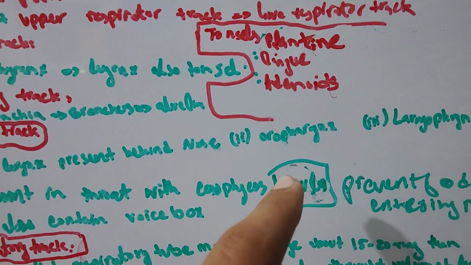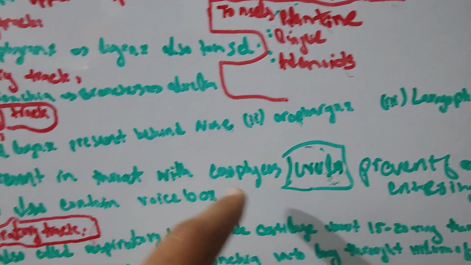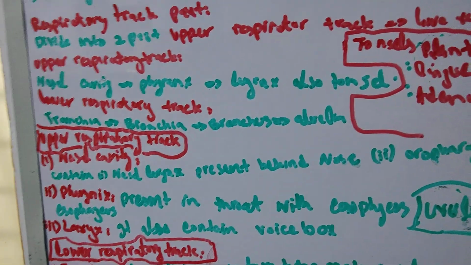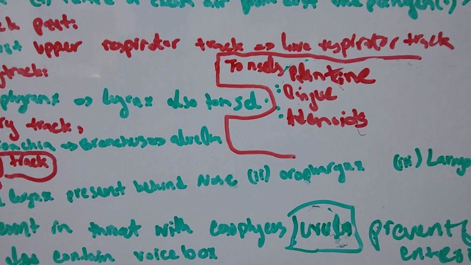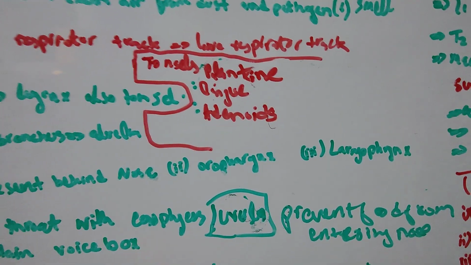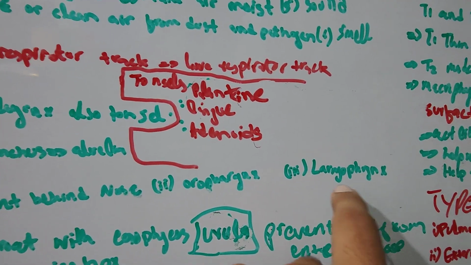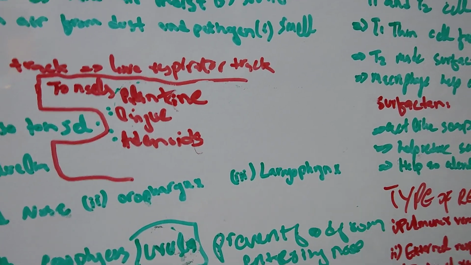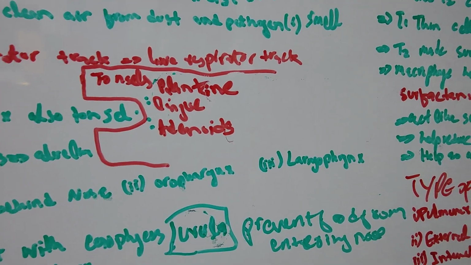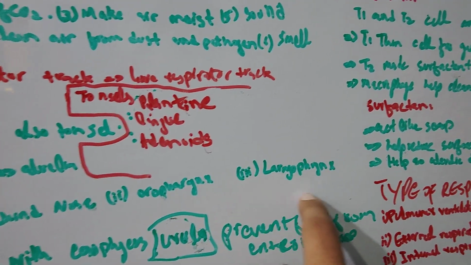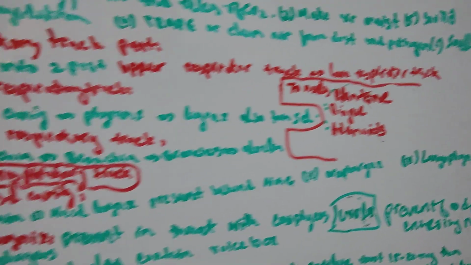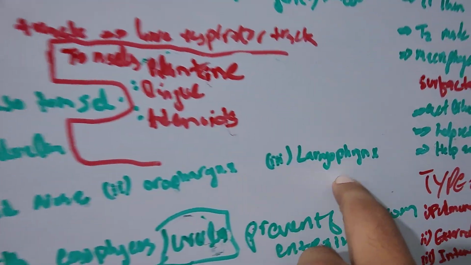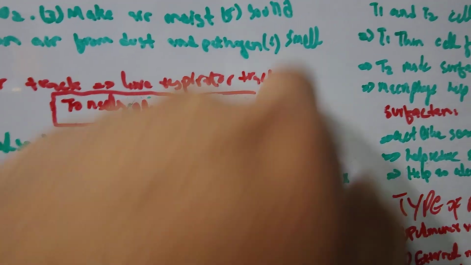Then we have the oropharynx, like here I write oropharynx. Then we have the laryngopharynx. Basically, the laryngopharynx is the part where the vocal cord is present.